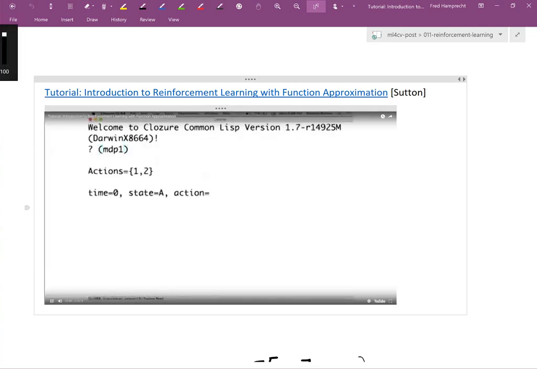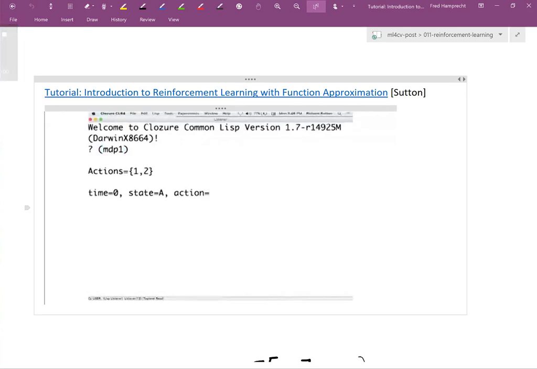Let's go. Here you are. You're facing your world. I'm going to tell you a hint. You've got two actions. You can do action number 1 or action number 2. And I'm going to ask you what action you'd like to try.